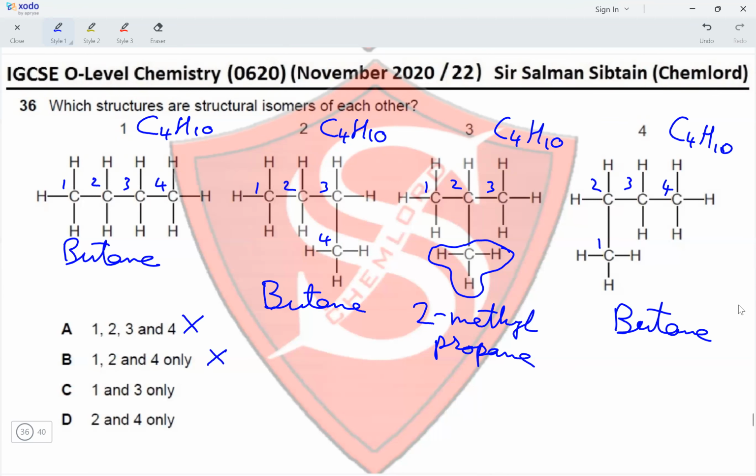1 and 4 are the same structure. 1 and 3 are isomers. Yes, butane and 2-methyl propane are isomers. 2 and 4 are both butane. Therefore, option C is the correct option for this question.